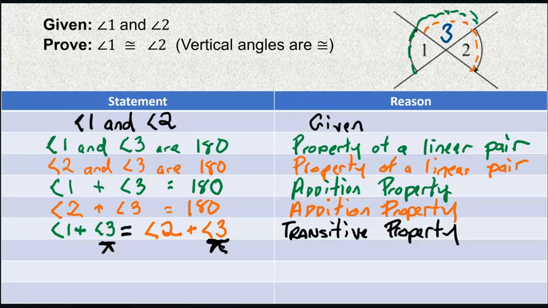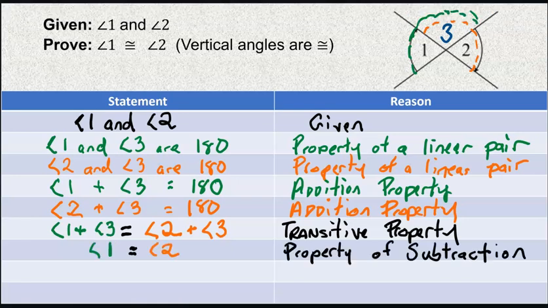So now what I can do is I can take those angle 3's away because they're both the same angle and make the statement that angle 1 and angle 2 are equal, proving why vertical angles are always the same. So let's take a look at that. So now what I did is I subtracted the angle 3 out.